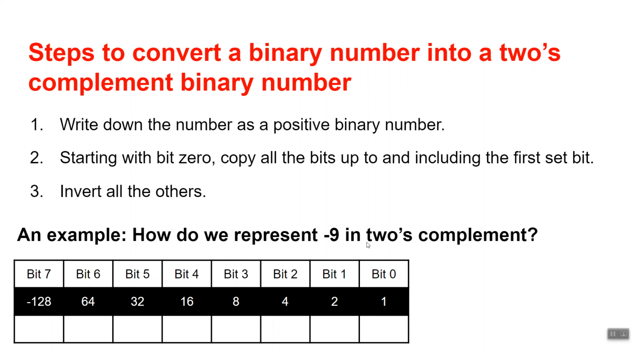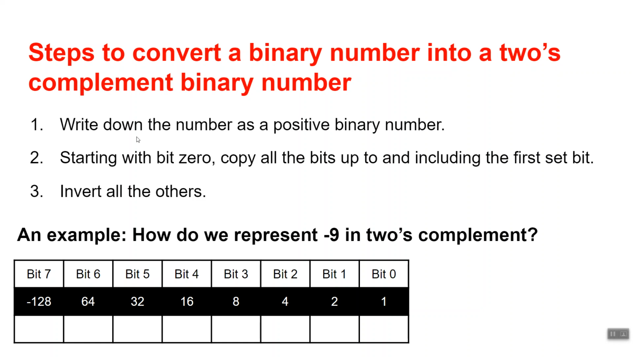So what you need to be able to do at A level is convert a binary number into a 2's complement binary number. And that's easy to do, and there are 3 steps. It might sound tricky, but we're going to do an example, and then once you've understood this method, I'm going to show you a really easy method.